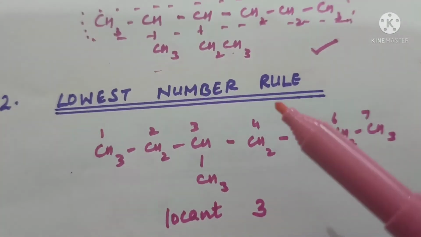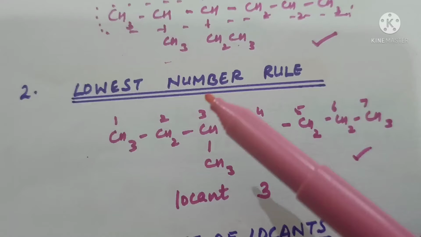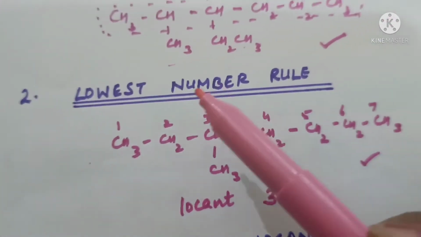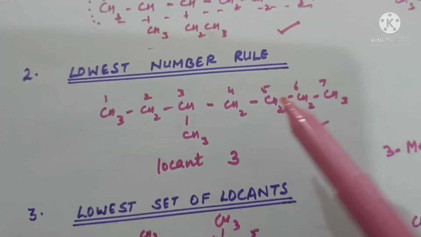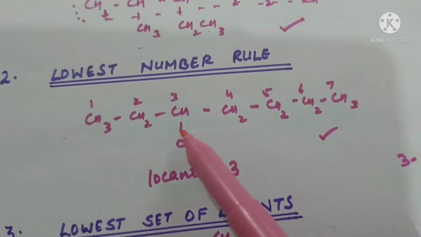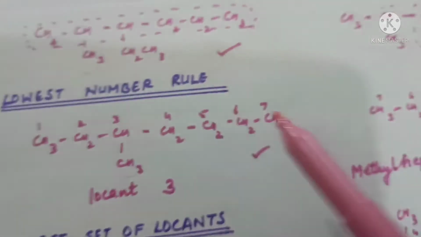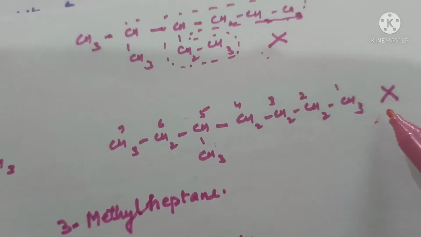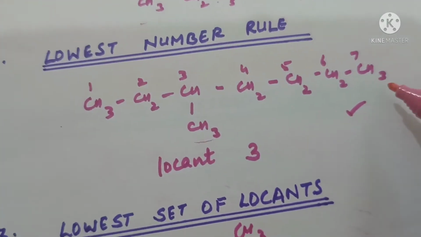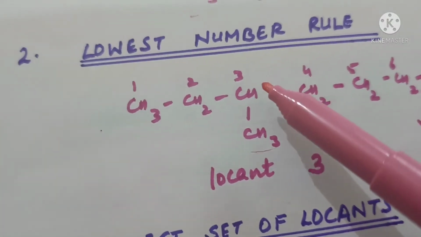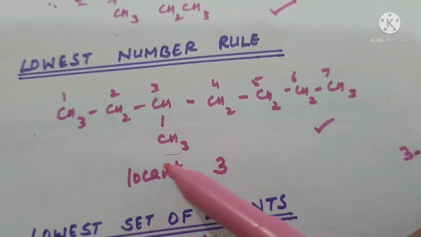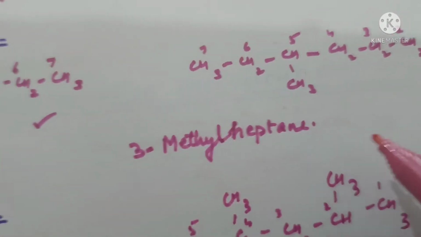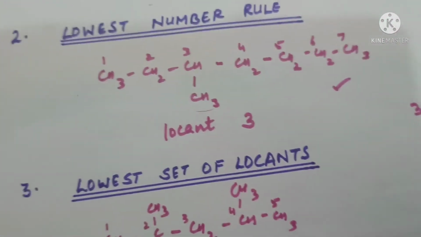The next rule is to number the chain, and numbering is done in such a way that the substituent is assigned the lowest position. So this rule is called the lowest number rule. We can number from this side, then this substituent gets 3rd position. Whereas on numbering from this side, it's getting 5th position. So this is the wrong way of numbering of the chain. This is the correct way of numbering of the chain. And then we can name it. While naming, the methyl substituent gets 3rd position. So the name is 3-methyl heptane because it consists of 7 carbon atoms.